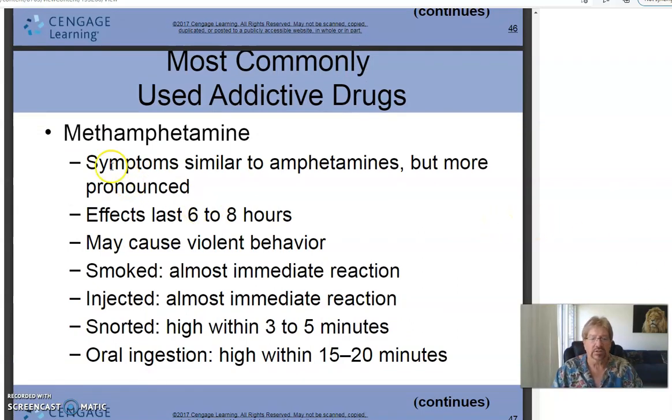Most commonly used addictive drugs. Methamphetamine, symptoms similar to amphetamines, but more pronounced. Effect lasts 6 to 8 hours, may cause violent behavior. Smoked, almost immediate reaction; injected, almost immediate reaction; snorted, high within 3 to 5 minutes, and they snort it like cocaine. Oral ingestion, high within 15 to 20 minutes. There's a euphoria associated with it, guys, and some people, it seems like this really bites them. Meaning they start doing this and they really, really want it and become addicted to it.